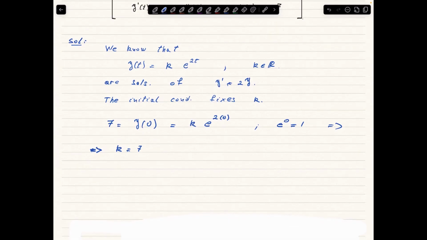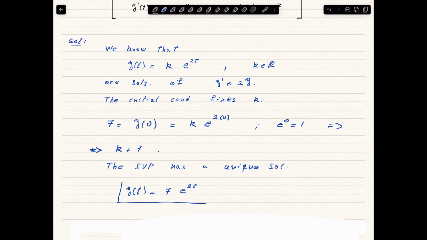So the initial value problem has a unique solution, in this case, and the solution is y of t equals 7 times the exponential of t. This is what we mean by an initial value problem: finding a solution of a differential equation that satisfies an extra condition.